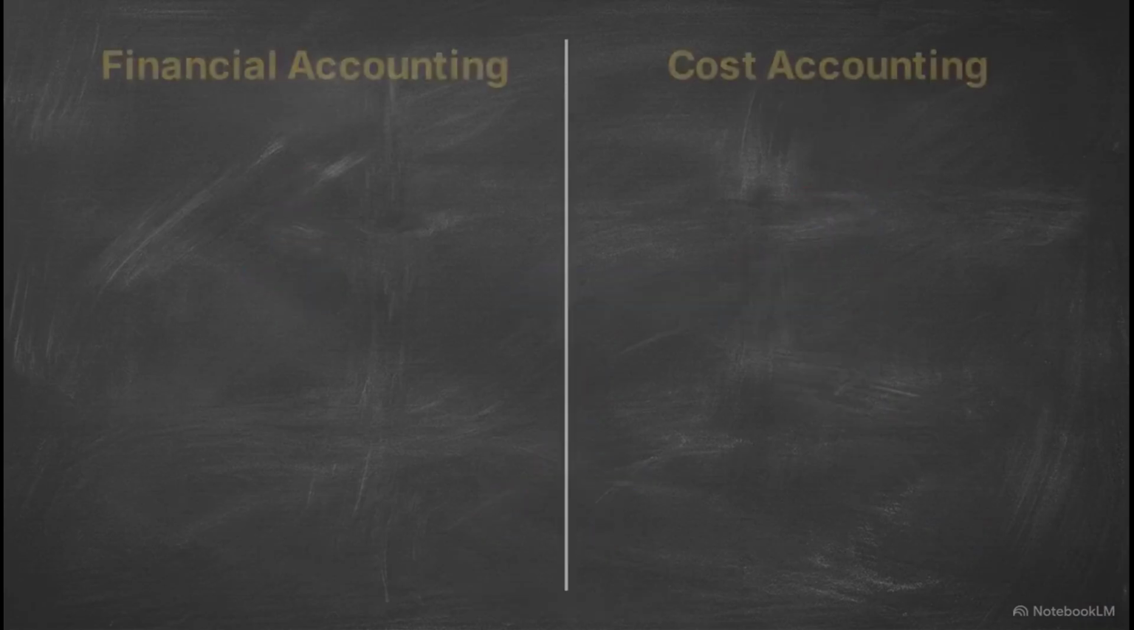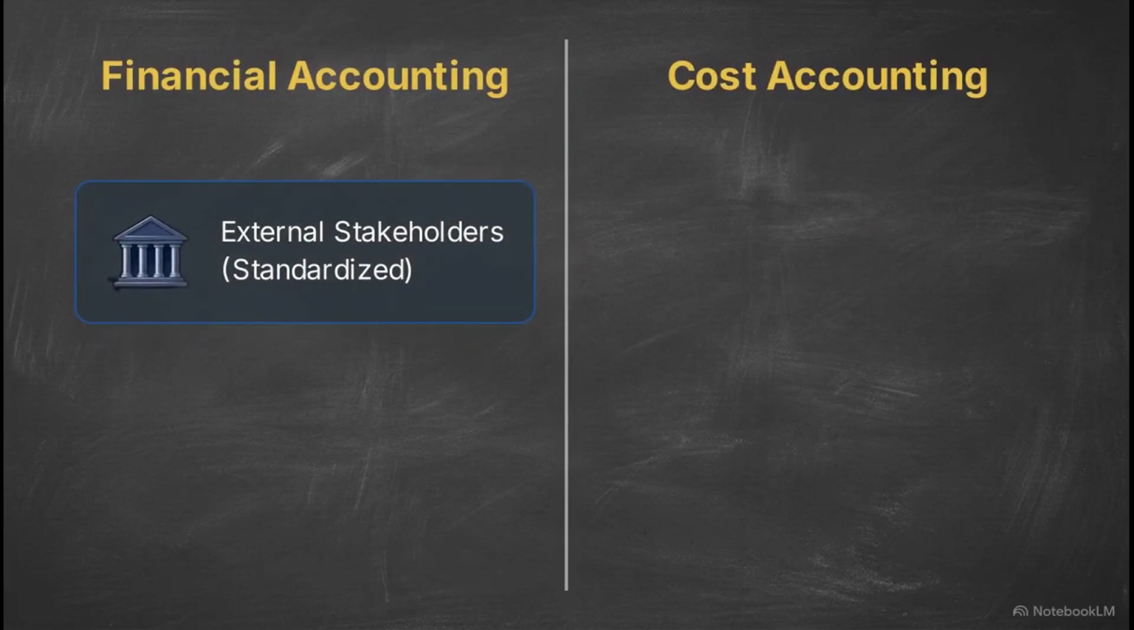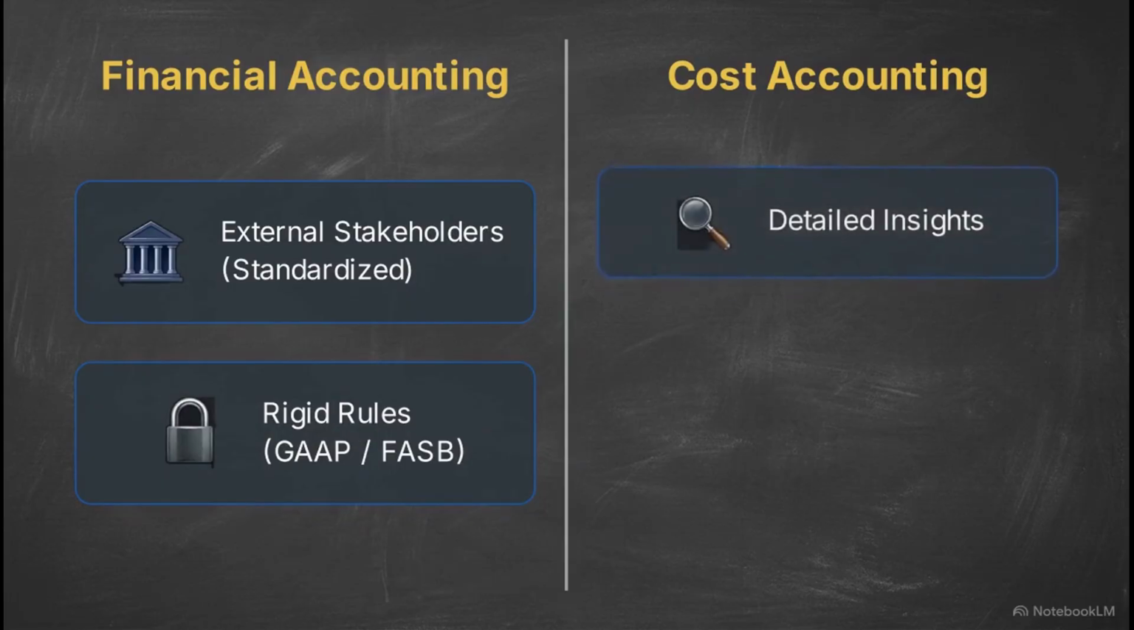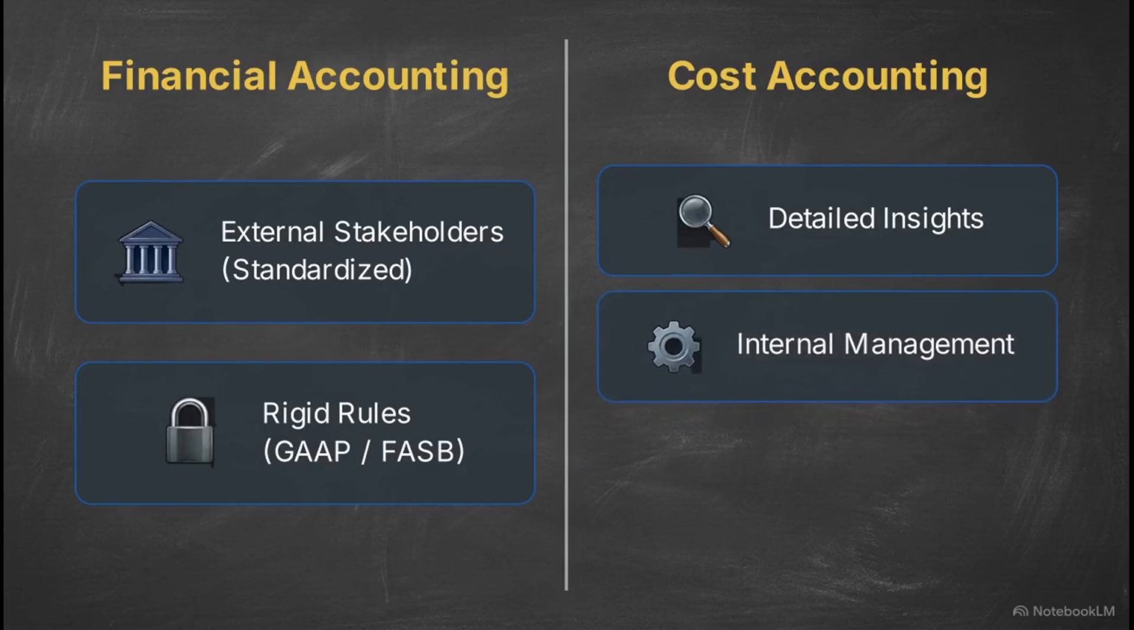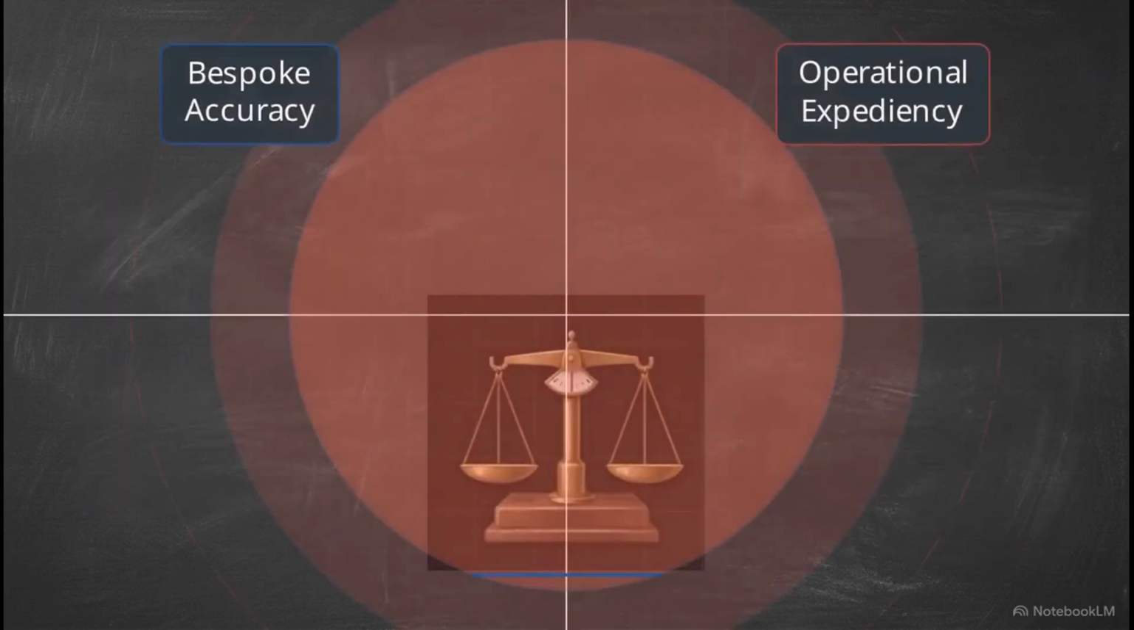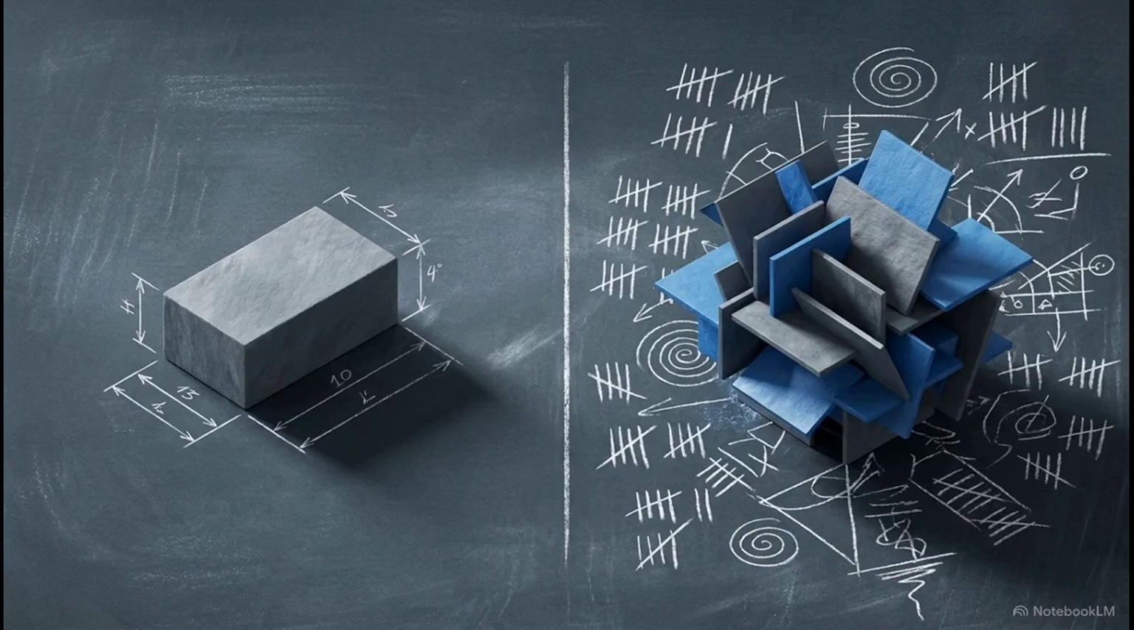This matrix shows the difference. On the left, financial accounting prepares standardized reports for external stakeholders, following rigid FASB rules. On the right, cost accounting provides detailed insights strictly for internal management, creating a highly flexible custom reporting framework. This introduces the central trade-off of every accounting method: bespoke accuracy versus operational expediency. You are trading a simple, standardized process for a complex, labor-intensive one.